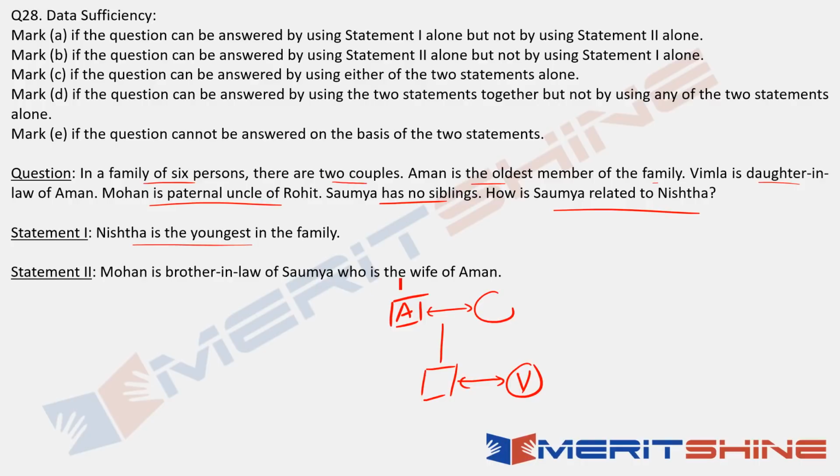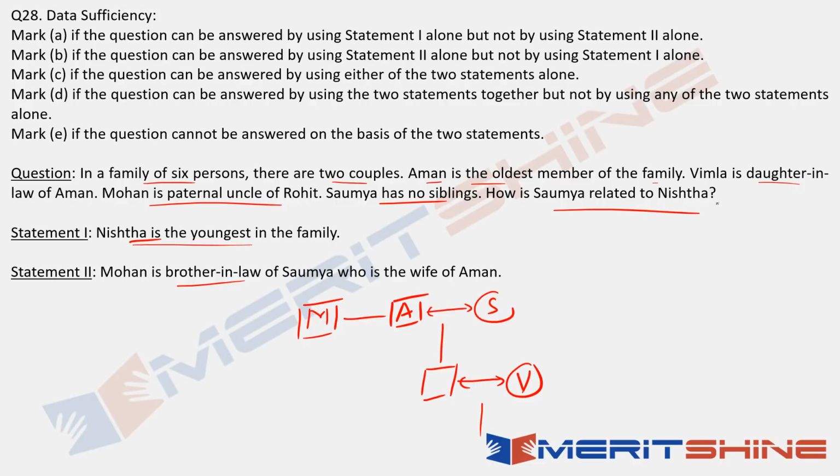Mohan is brother-in-law of Soumya, who is the wife of Aman. Fine. So this is Soumya. This can be Mohan, so this is Mohan, can be brother of this guy Aman, right? But this alone will not do the job. Again, how is Soumya related to Nishta? But if we club the two, this one and this one, Nishta is the youngest. But again, the problem is that Nishta can be here. Nishta can be child of these two.